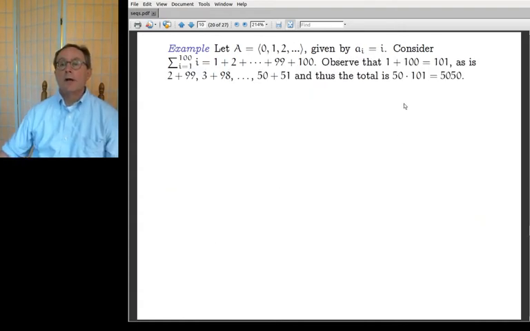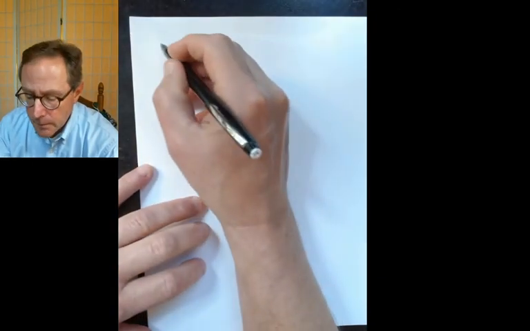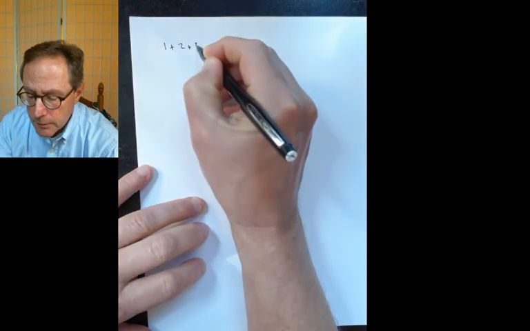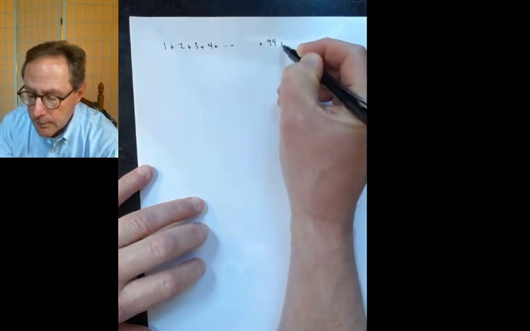So here's another example. Suppose you want to add, instead of adding numbers in a geometric sequence, I'm going to add numbers in an arithmetic sequence. So I just took the numbers 0, 1, 2, all the way up to 100 and added them up. So I'm adding the numbers 1 plus 2, etc., all the way up to 100. Let's have a look on a piece of paper. I'm adding the numbers 1 plus 2 plus 3 plus 4 plus all the way up plus 99 plus 100.